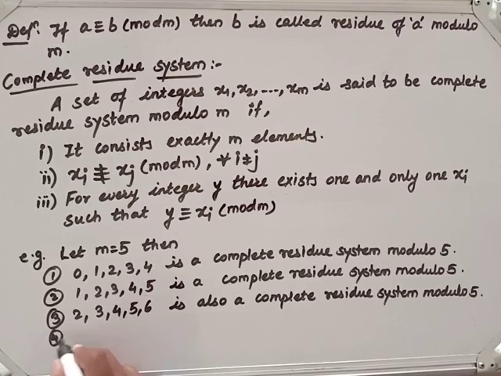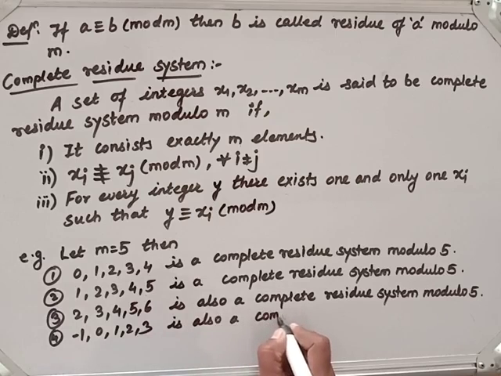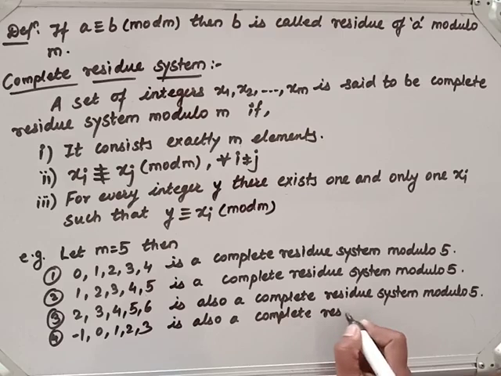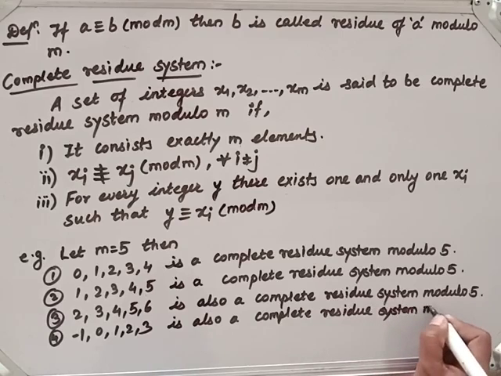Similarly, now I can take these elements also: -1, 0, 1, 2, 3. It means there is no need to go towards the right only. We can go towards the left also. We can start from the left: -1, 0, 1, 2, 3. This is also a complete residue system. This is also a complete residue system modulo 5.